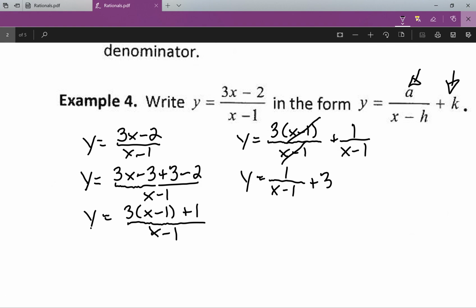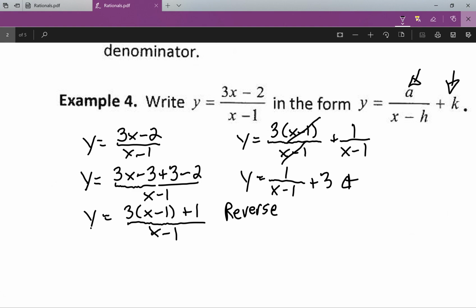Now, if I wanted to go backwards on this, all that I do is take this value right here and put it over the same denominator right there. So let's look at this. We're just going to go with a complete reverse right here.